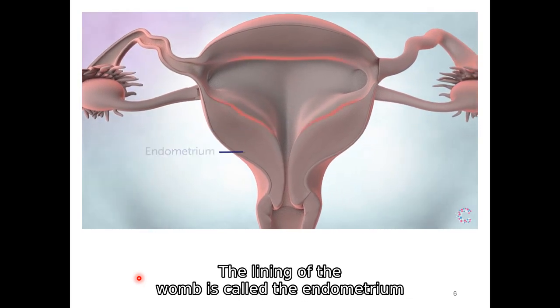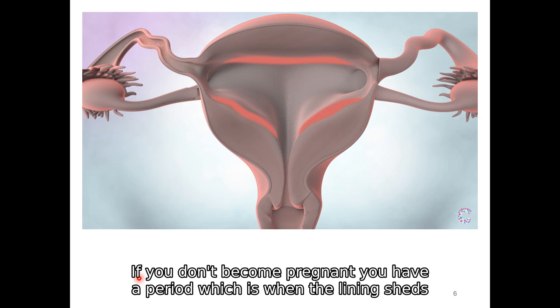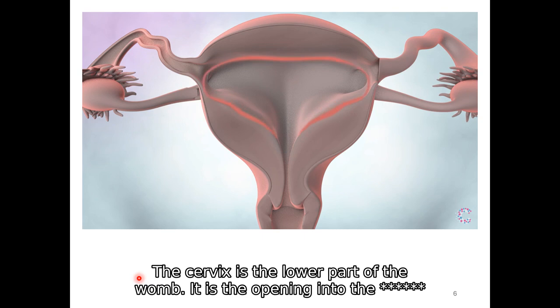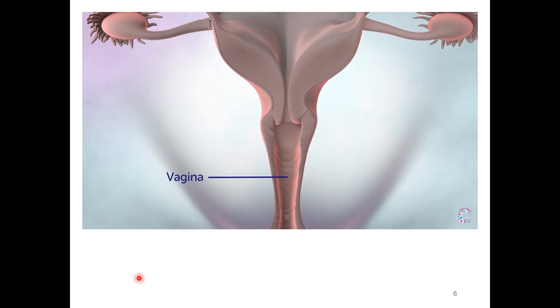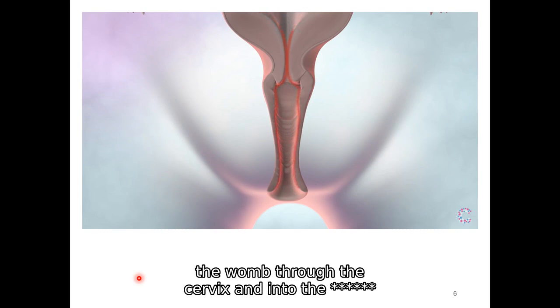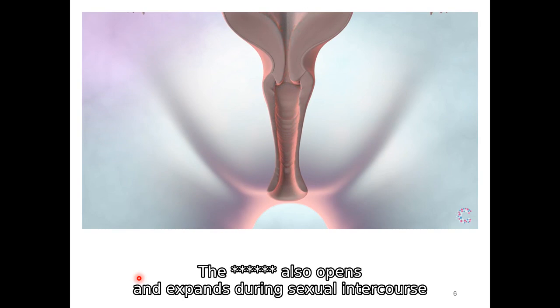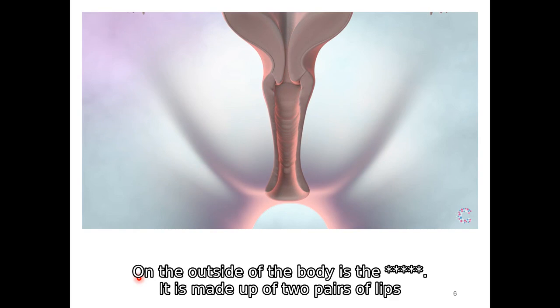The lining of the womb is called the endometrium. It thickens during the menstrual cycle, ready for pregnancy. If you don't become pregnant, you have a period, which is when the lining sheds. The cervix is the lower part of the womb. It is the opening into the vagina. During a period or menstruation, blood passes from the womb through the cervix and then to the vagina. The vagina also opens and expands during sexual intercourse and stretches during childbirth to allow a baby to come out.